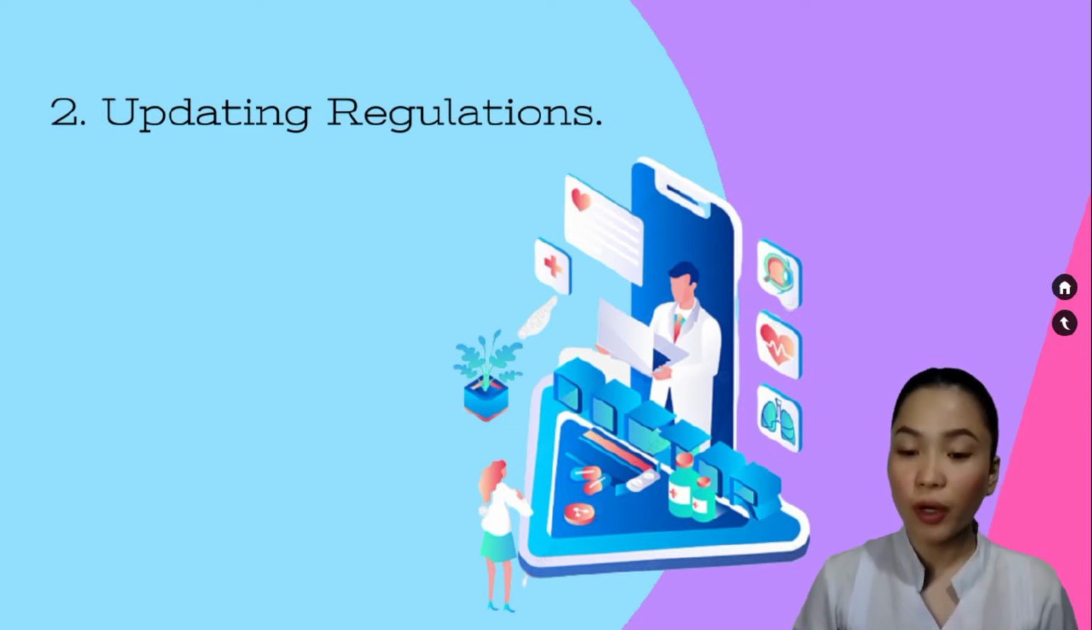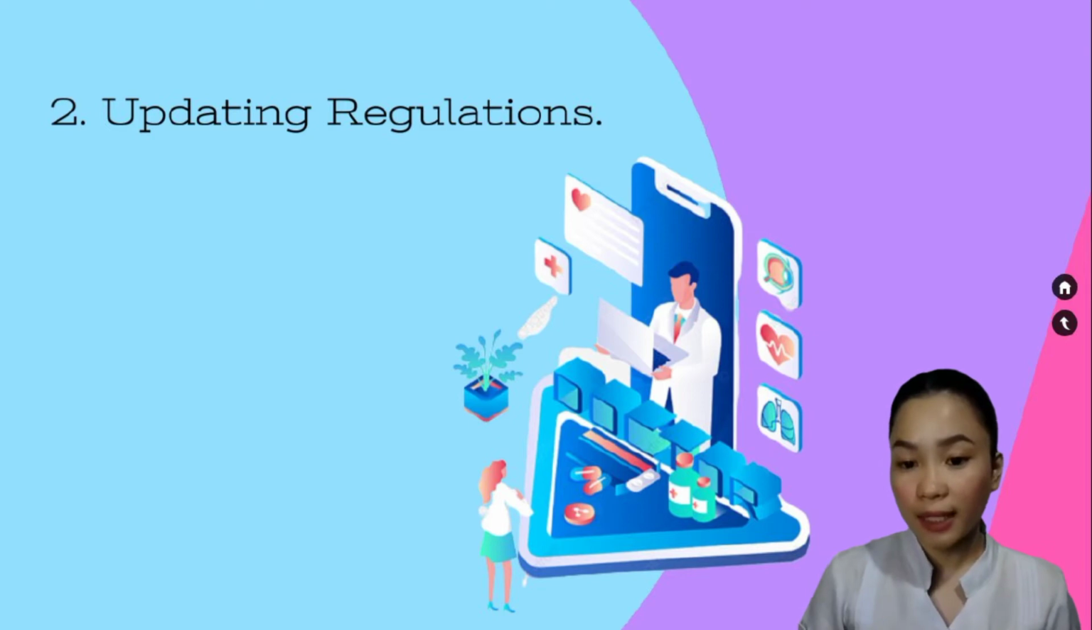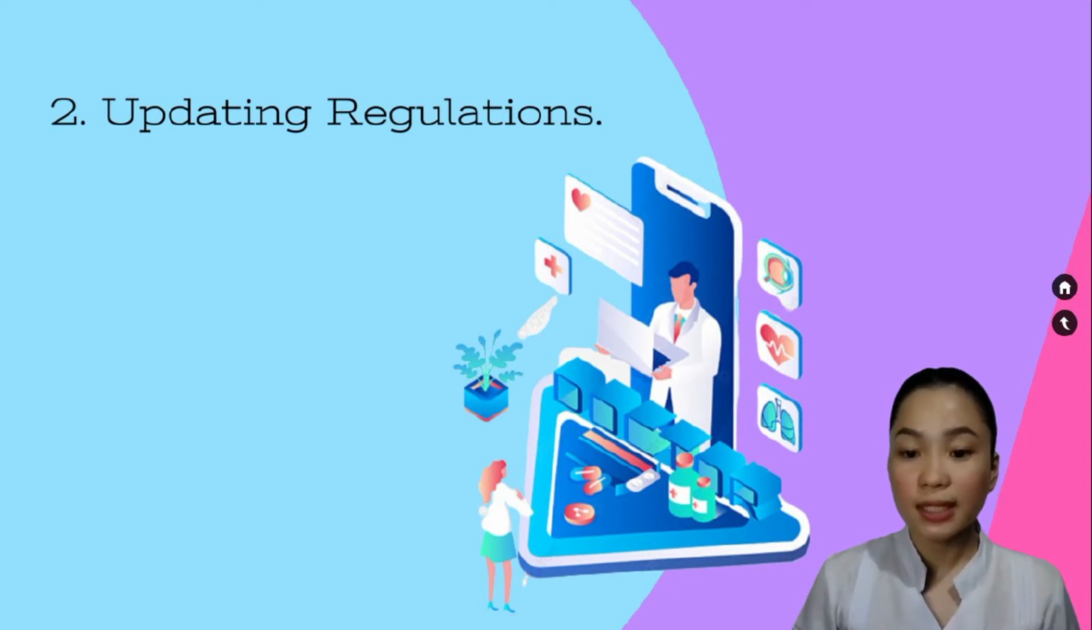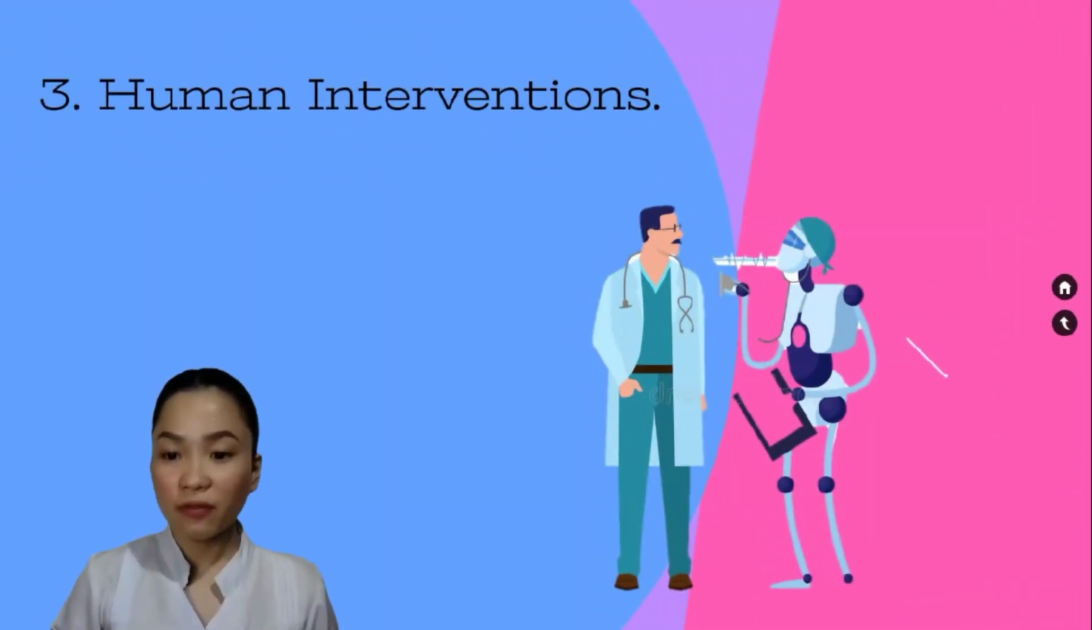Flexible standards for obtaining medical data while maintaining privacy are required. Medical institutions must also assure strict adherence to these regulations and take responsibility for the collection and use of patients' data. Number 3, human interventions.